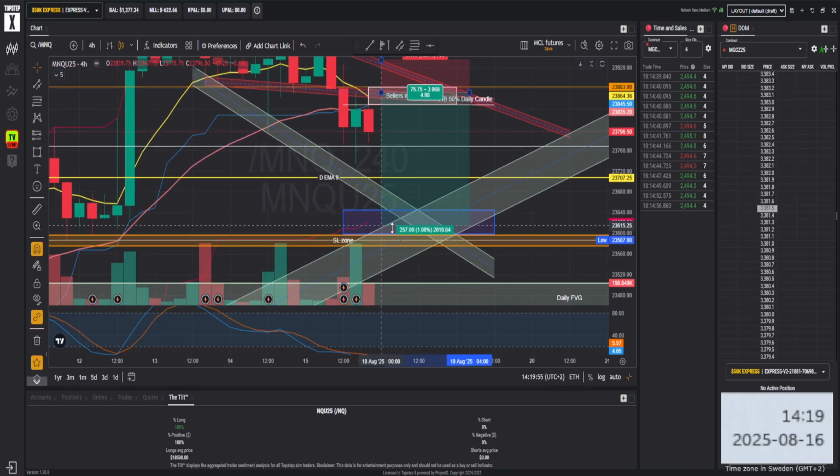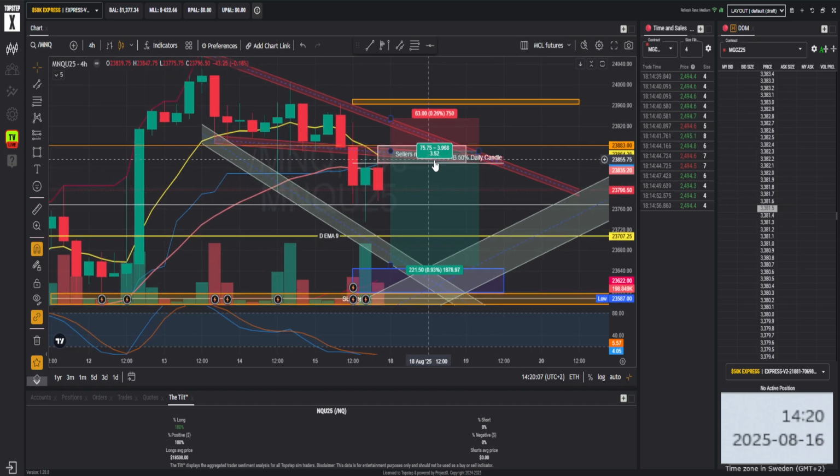So let's say we are looking for an exit somewhere around in this zone here, for the daily in this conflict zone. That's a 3.52 ratio return on the 4 hour, and we have a risk of 63 points.